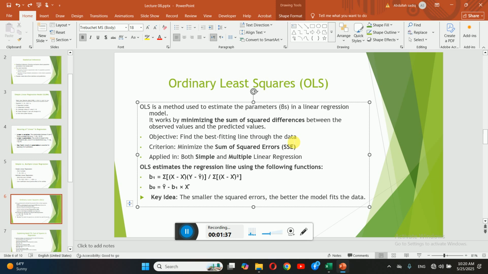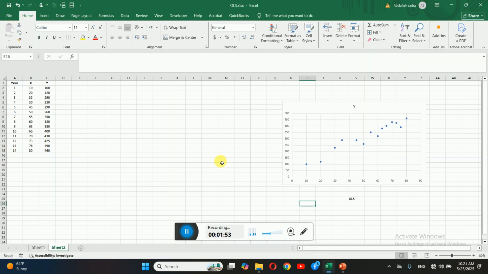Once again, I'm just repeating simply. OLS is a method which estimates the coefficient, or you can say the slope of the regression function, in exactly such a way as to minimize the sum of square differences. For a better understanding, we must have a practical example. So look, dear students.